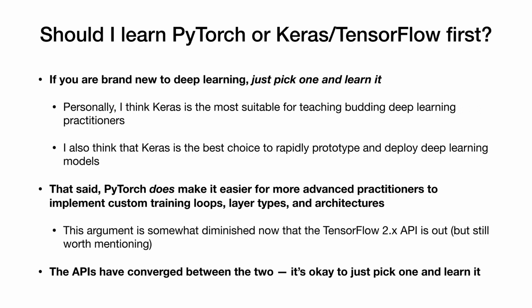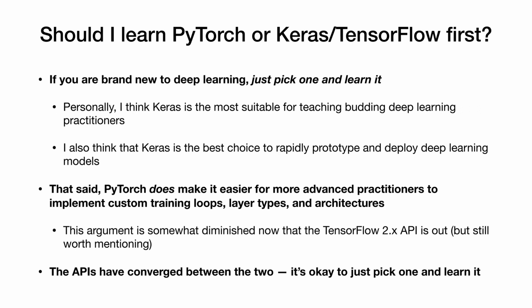If you're just brand new to deep learning, seriously, just pick one and learn it. Do you think PyTorch is a cool name? Great, go learn PyTorch. You read somewhere that Keras has a nice API for beginners? Great, go read that. You think TensorFlow is cool? You just like that name better than PyTorch? Whatever, go learn TensorFlow. Just pick one and learn it, because the APIs, especially between PyTorch 1 and TensorFlow 2, have basically converged on each other. You're going to accomplish the same thing. Yeah, there are differences, but not that much.